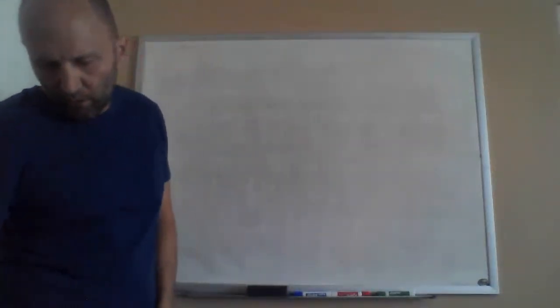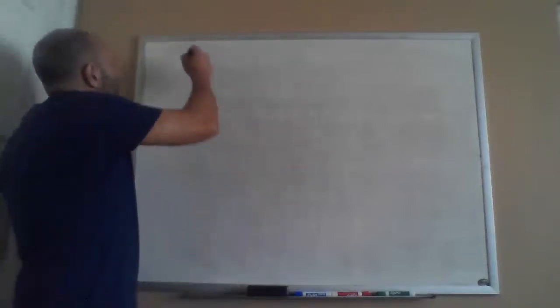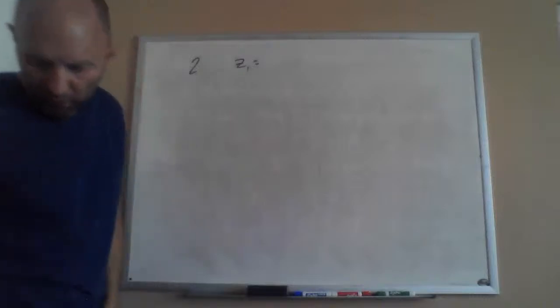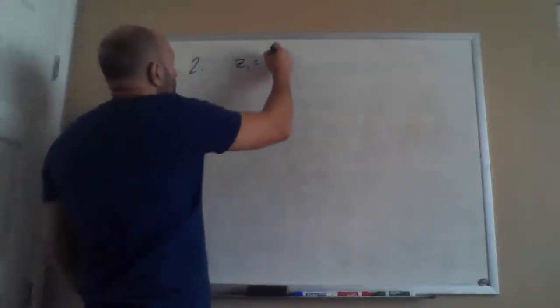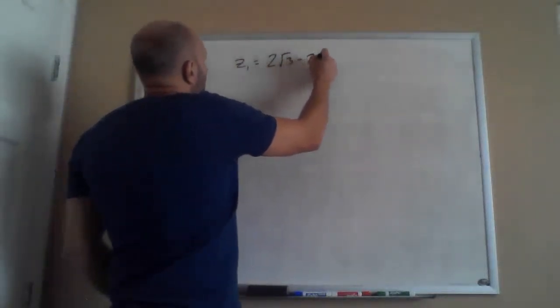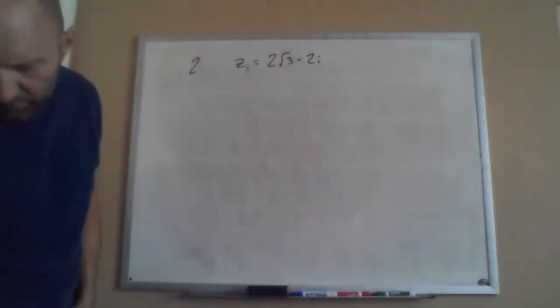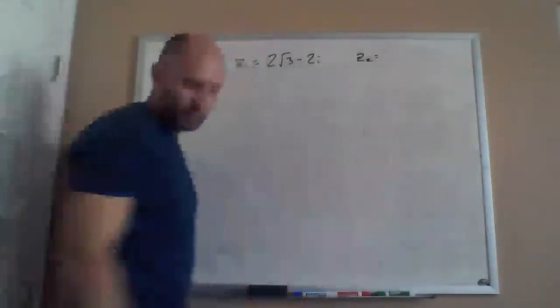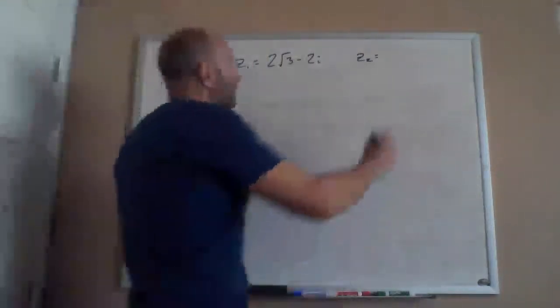All right, let's do number 2 here first. We have two polar numbers. Z1 is 2 root 3 minus 2i, and Z2 is negative 1 plus i.